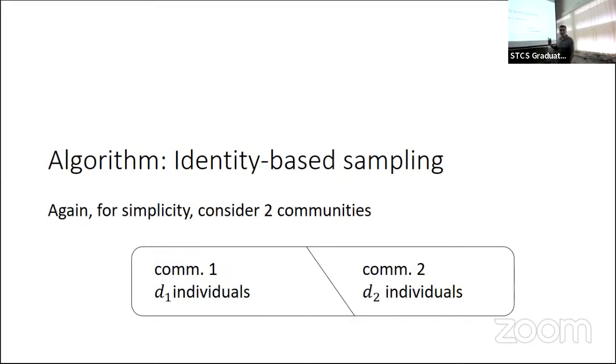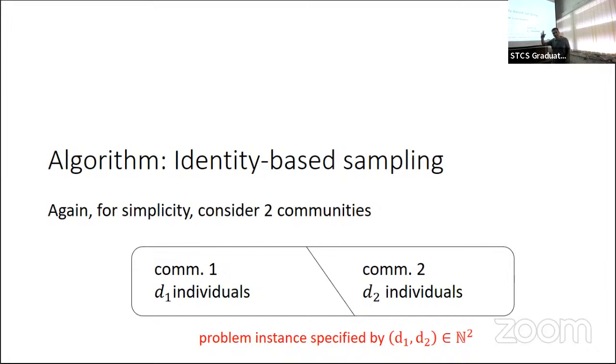Okay, great. So now the identity-based setting. In the identity-based setting, the size of the population matters. So my instance space is a bit more complicated. Again, for simplicity, I'll pretend that I'm working with two communities. So let's pretend that there are D1 individuals in community 1 and D2 individuals in community 2. Earlier, my instance was specified by a number in the unit interval. Now my problem instance is specified by a pair of natural numbers.